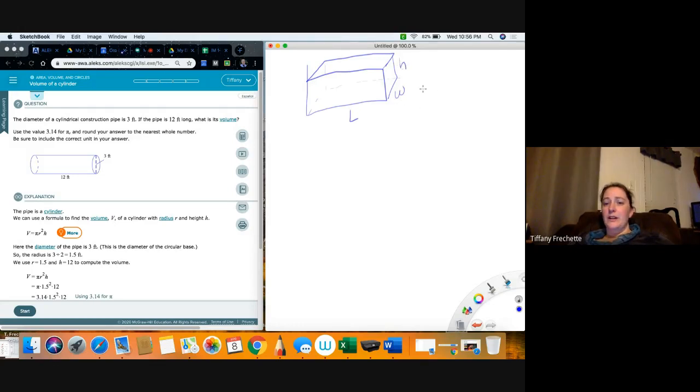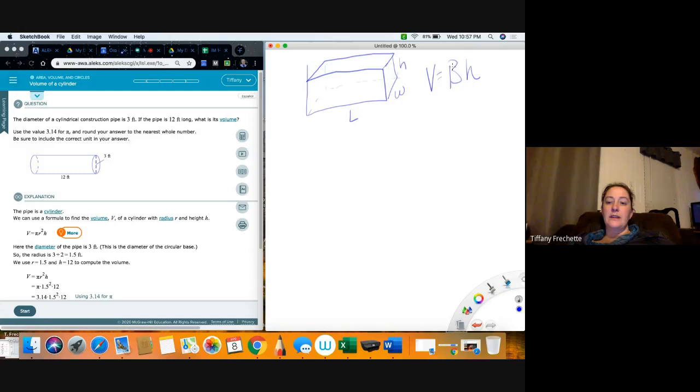which we can convert for all prisms. It doesn't matter if it's a cylinder, a rectangular prism, or other prisms that have different shapes on the bottom. This is called a rectangular prism because it has a rectangle base, but you can also have a triangular prism or a hexagonal prism. Whatever shape the bottom is, that's how you name the prism. So for all prisms, the volume is base times height.